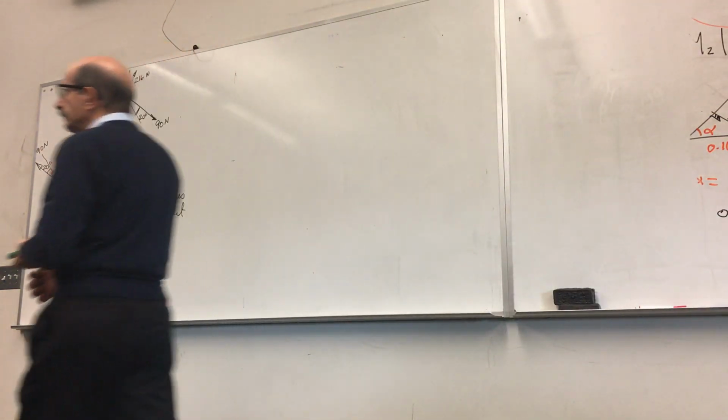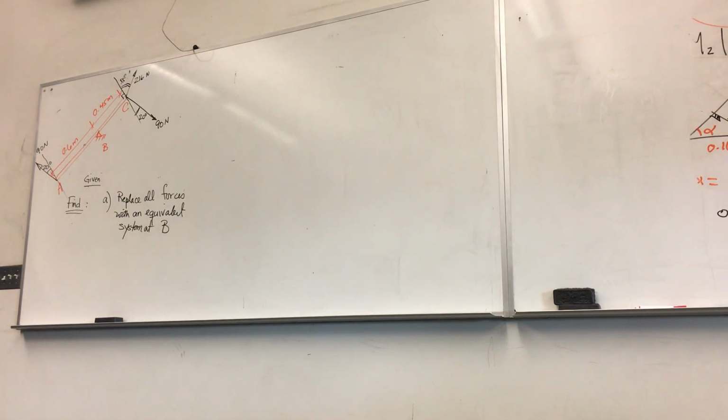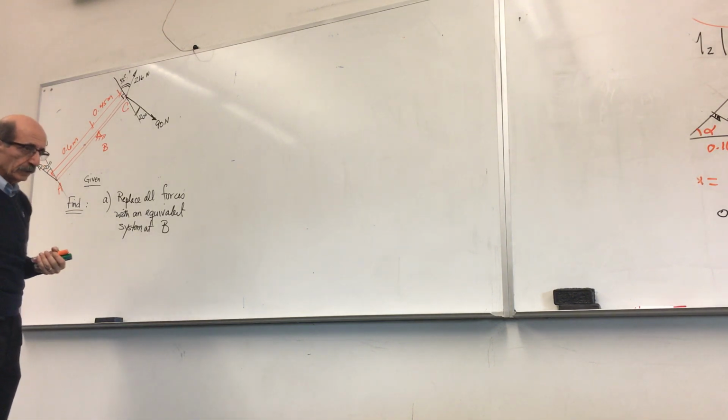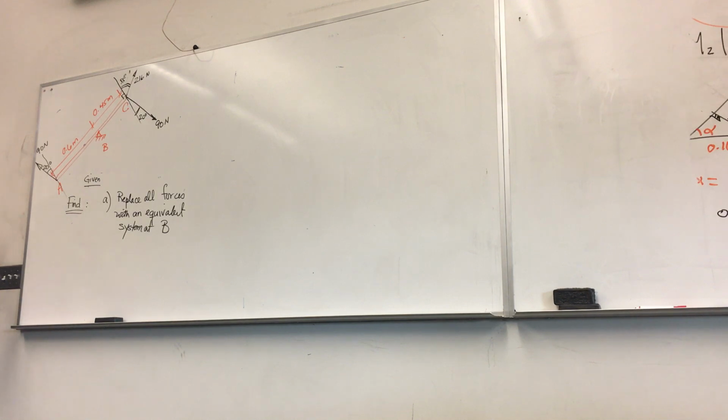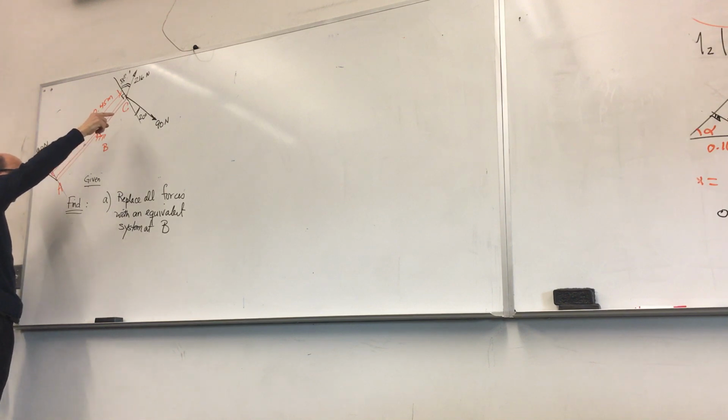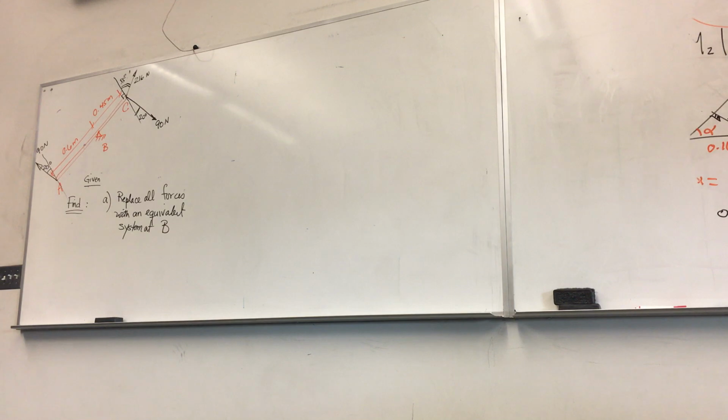But when you're asked to find an equivalent system at B, that means move everything that you have to point B. And remember how you did it. When you move a force from its point of action to another location, you just simply move it the same direction, same orientation, just put it at that new point, but you need to add a moment that is equal to the moment that that force makes with respect to that point. Or in other words, vertical distance from that point to the force, times the force, okay? So that's what we'll do.